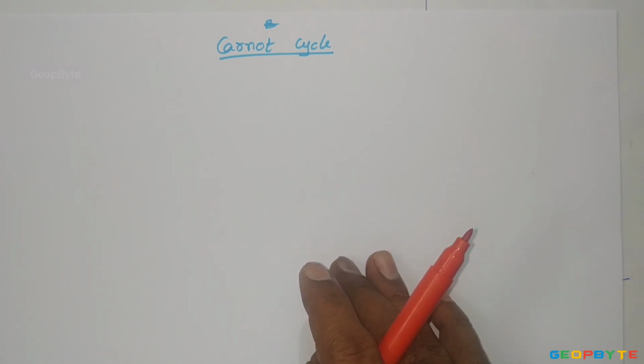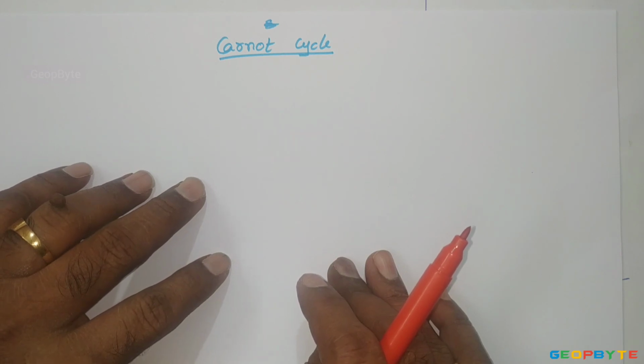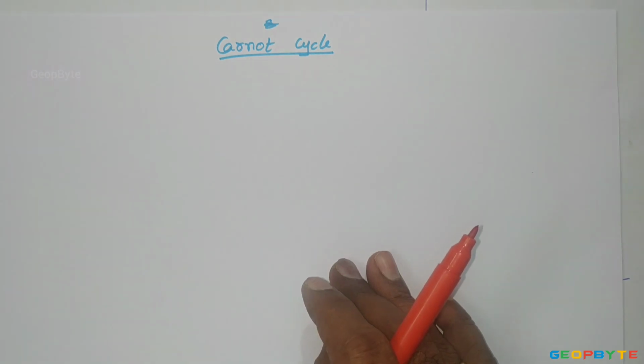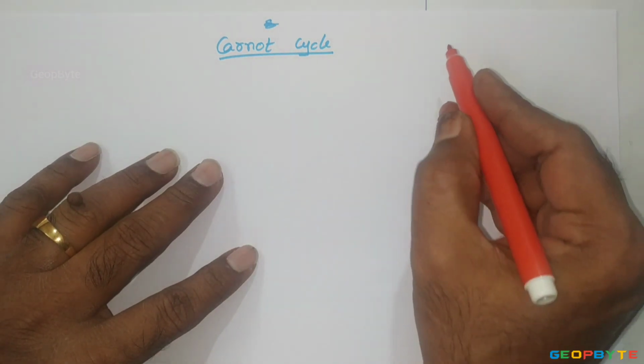The atmospheric air is taken as the working material for the Carnot cycle, and atmospheric air is treated as an ideal gas. The Carnot cycle consists of 4 processes: 2 are isothermal processes and 2 are reversible adiabatic processes.